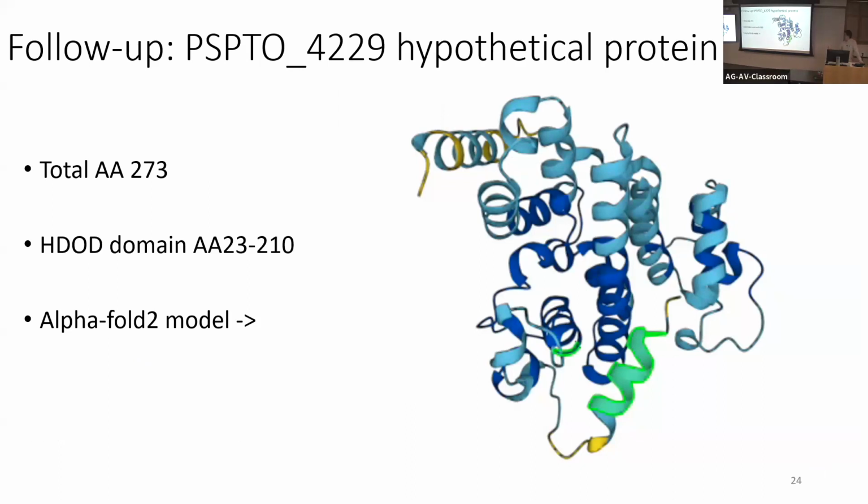So this is a hypothetical protein. As many of them are, it's a small protein. It has a total of 273 amino acids. The only annotation on the protein is an HDOD domain from 23 to 210, which does not tell you really anything. HDOD domain is such a general term that incorporates all kinds of functions. It doesn't really contain much information. And I'm showing you a model here.